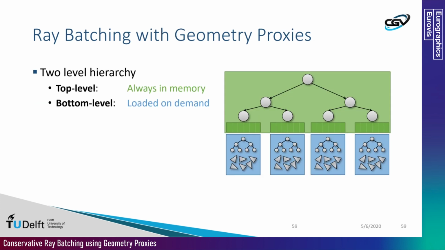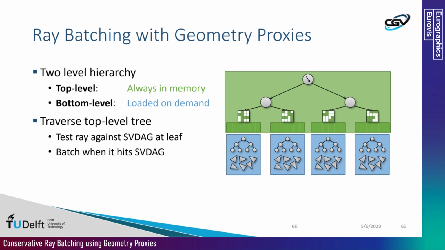So let's have another look at our ray batching illustration. For each top-level leaf node, we now not only store the access line bounding box, but also an SVDAG. When we traverse a tree and we reach a leaf node, we first test whether the ray hits anything in the SVDAG. In this example, it misses, so we continue traversal to the next leaf node. We test again whether it hits the associated SVDAG. In this case it does, so the ray can be safely batched.